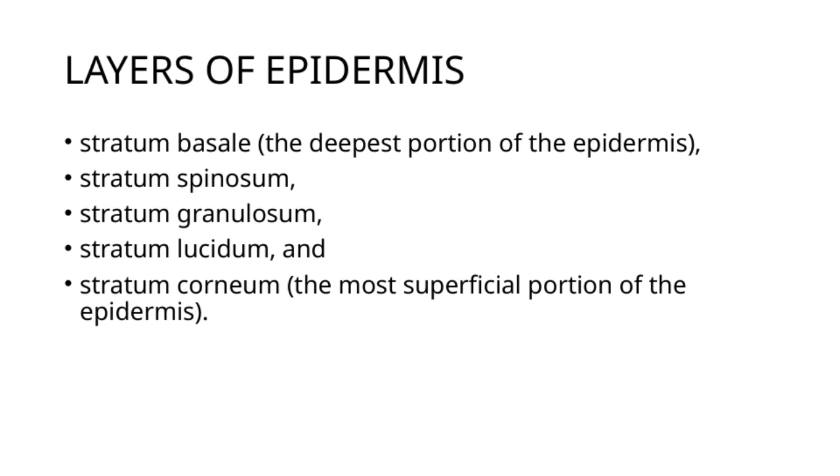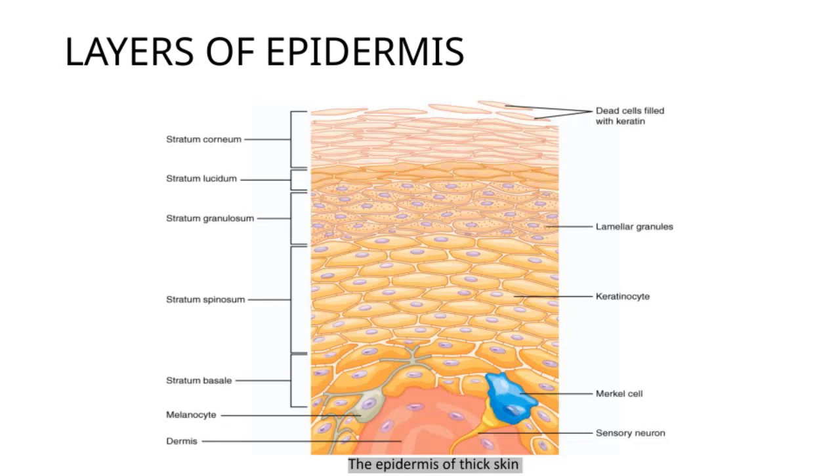This is composed of dead, flattened cells that form a tough, protective barrier, constantly shedding and renewing itself. Understanding these layers helps us appreciate how the skin functions as a dynamic, protective organ, constantly renewing itself to keep us safe. Let's take a closer look at the epidermis of thick skin. When we talk about the layers of the epidermis, we're really diving into the structure that provides our skin with its protective and regenerative abilities.